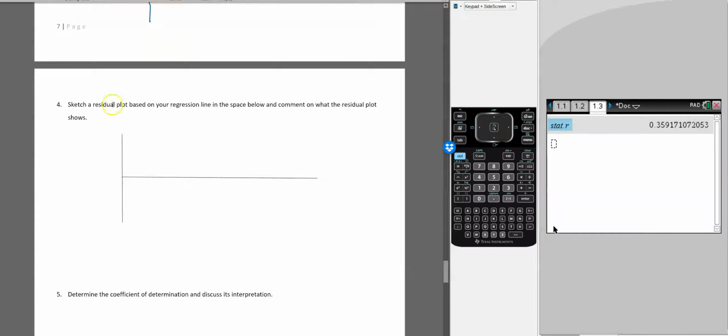Okay, the next one says sketch a residual plot based on the regression line below and comment on what the residual plot shows.